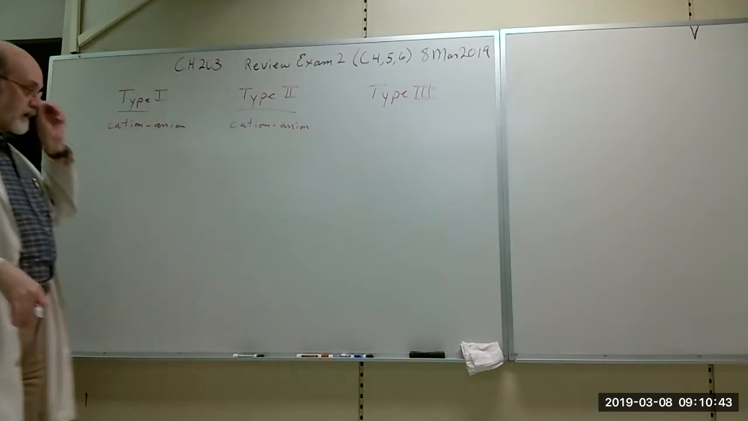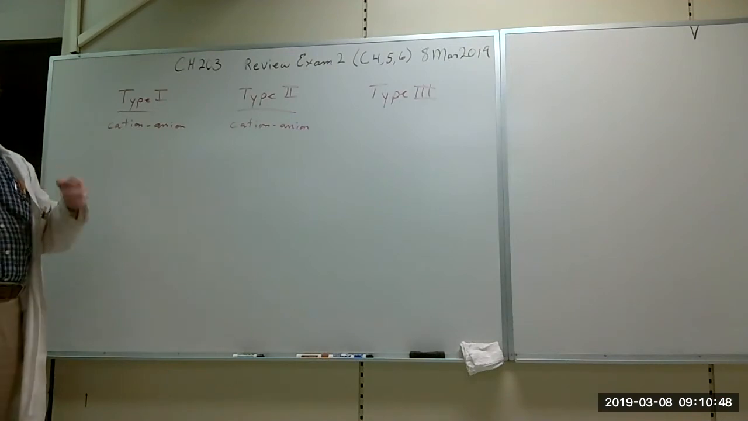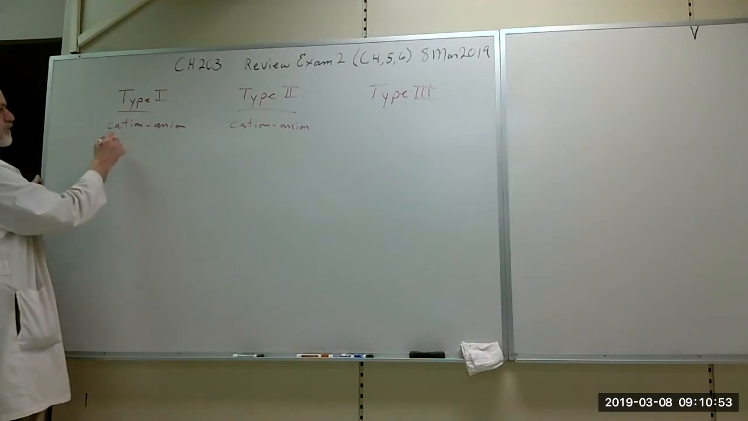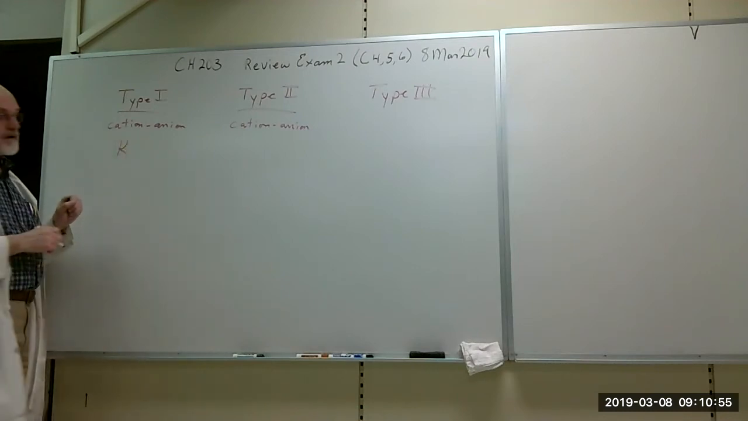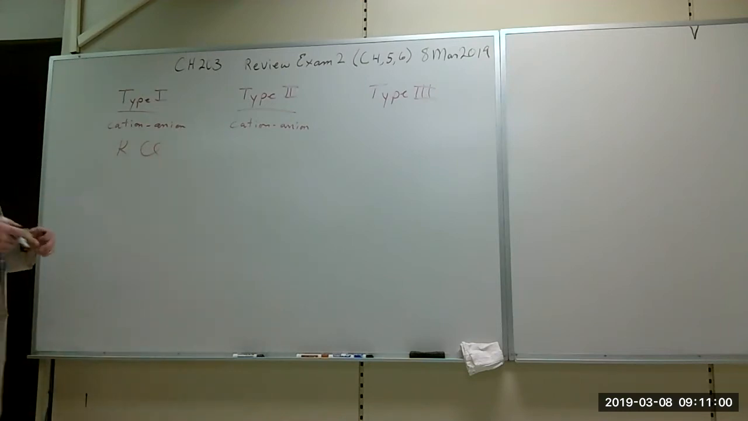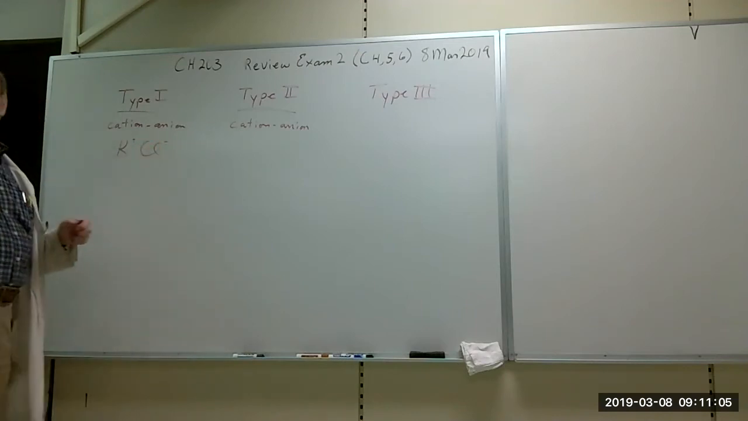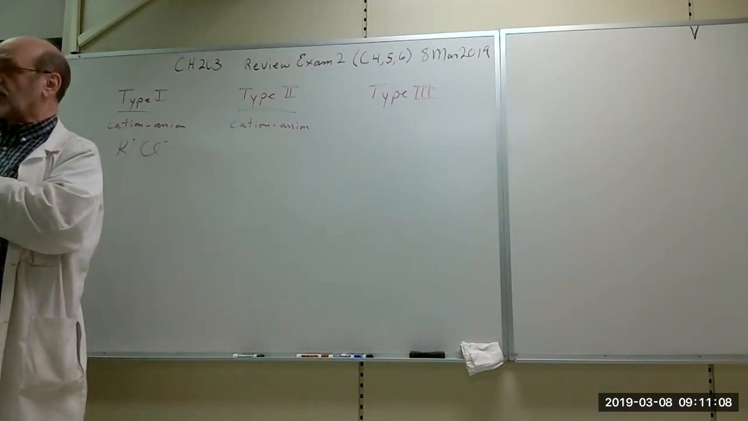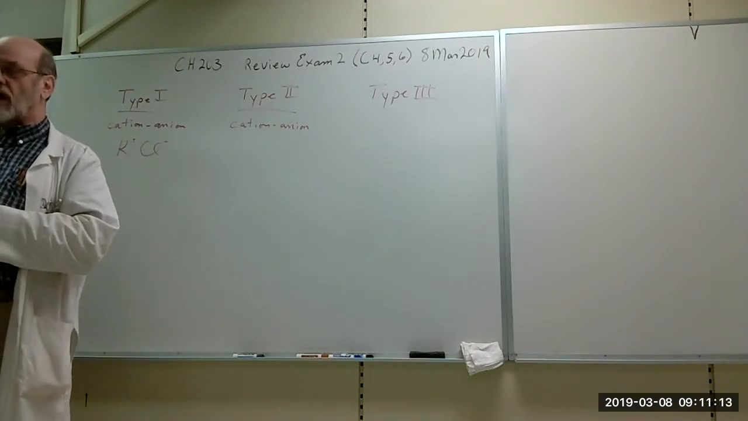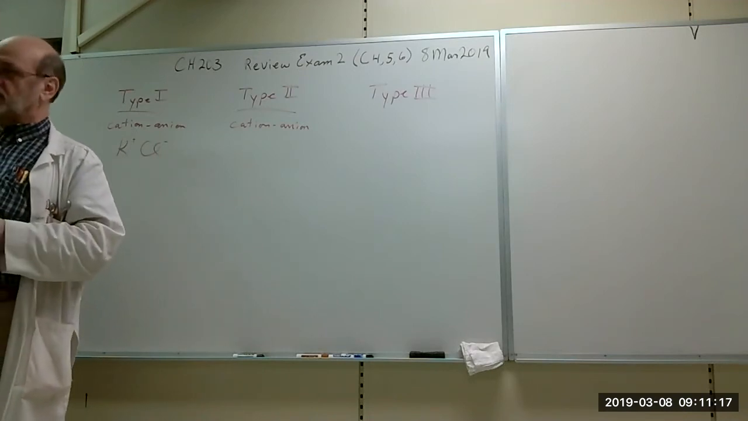Cation first, anion second. The cation is simply named by the element. For instance, potassium would be K, and the anion would be, for example, chlorine. So this has a +1 charge, that has a -1 charge based on its position in the periodic table. Potassium is in the alkali metals, they're always +1. Chlorine is a halogen, it's always -1.